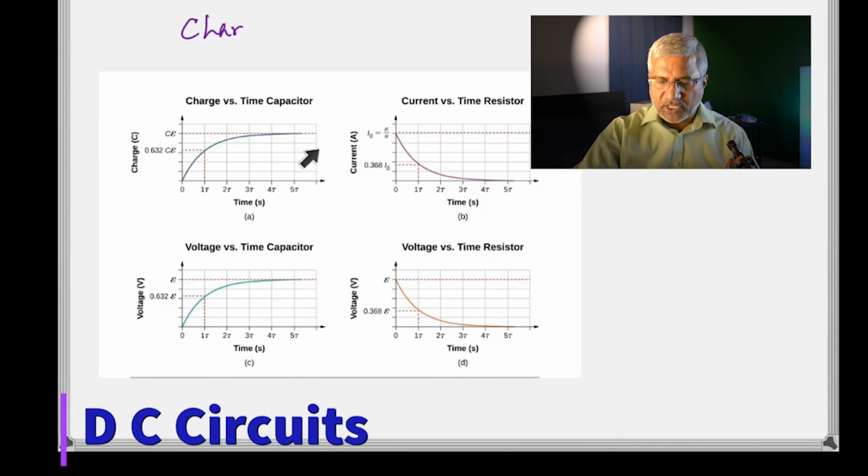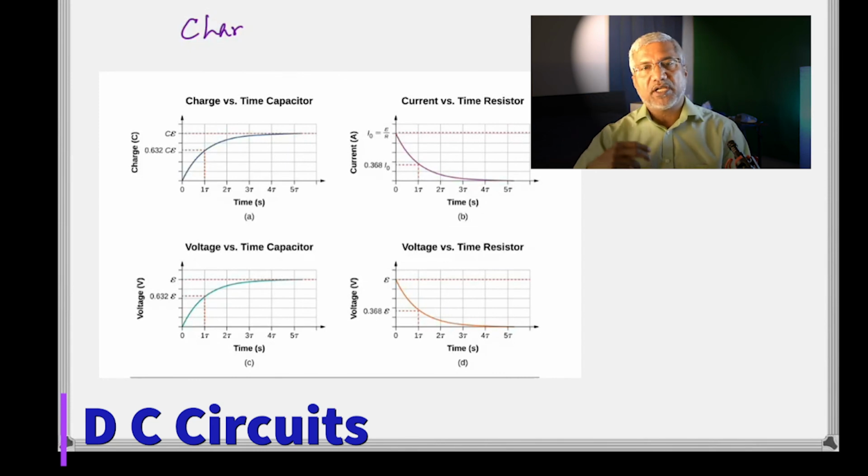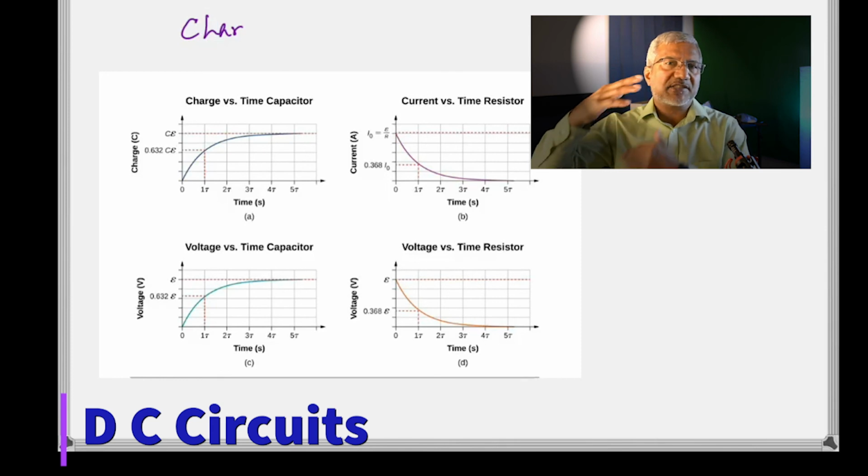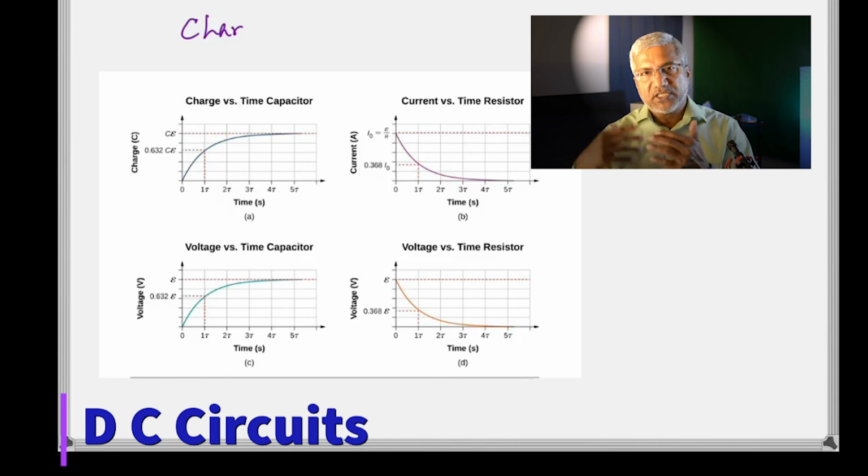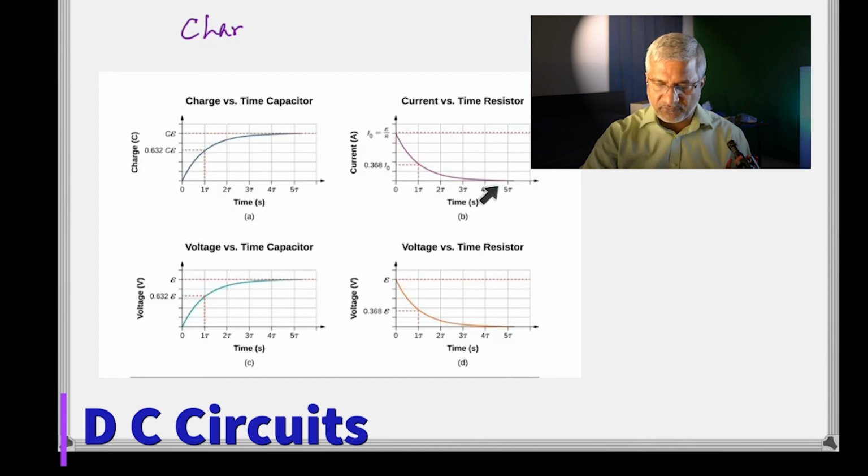And if that's the variation of charge through the capacitor, look at the variation of current through the resistance. The current actually decreases because when you first switch on, the current is big. But as the capacitor accumulates more and more charge, the current in the circuit falls. See that? It's an exponential fall. The voltage, of course, increases. Voltage across the capacitor increases, while the voltage across the resistor decreases exponentially.